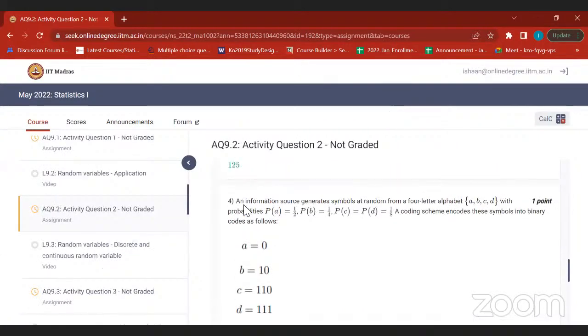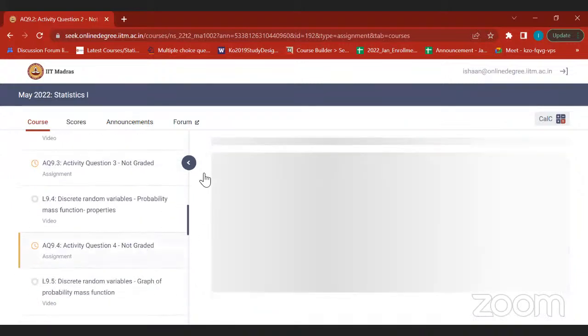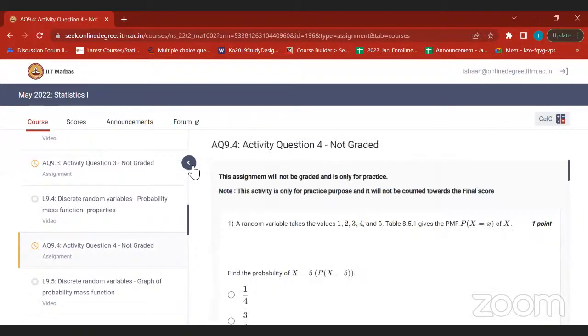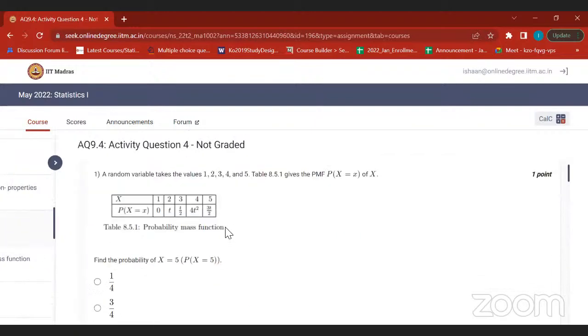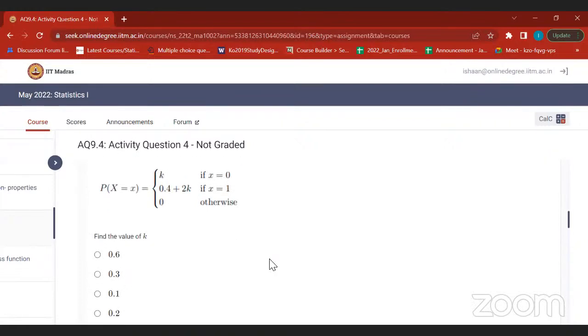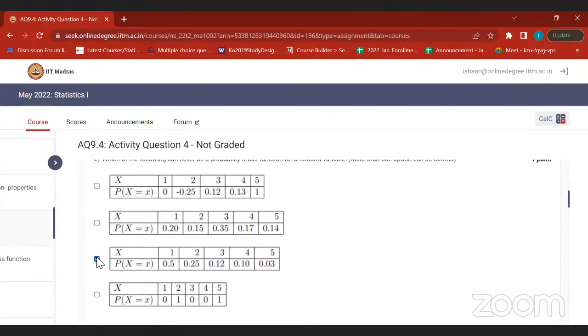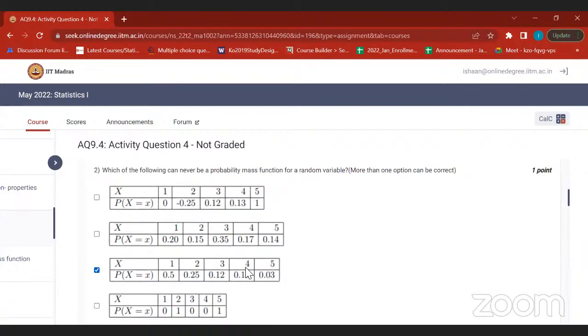Anything else in week 9? Anyone? Question 9.4. Sir, 9.1, sir. Okay, after this we'll go to 9.1. Okay, 9.4, which question? Sir, question number 2, option 3. Why is this a probability mass function? The probability is not adding up to 1. But the option is saying all three cannot be a probability mass function. How can this be?